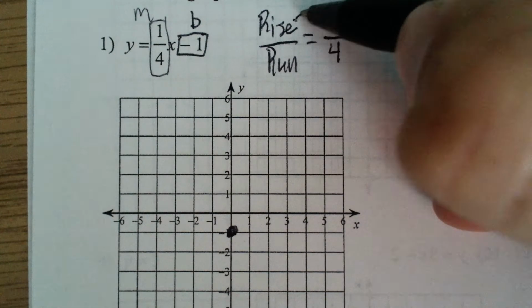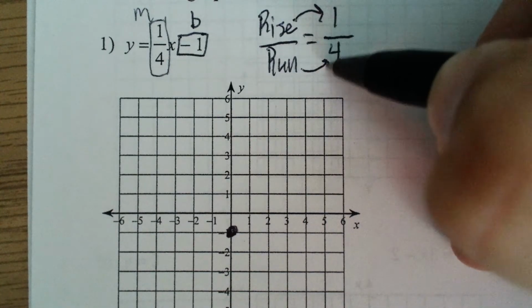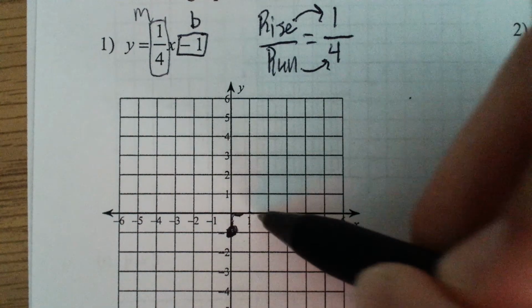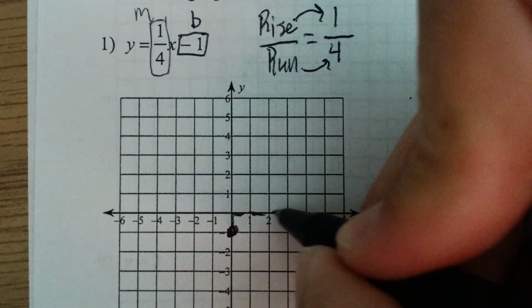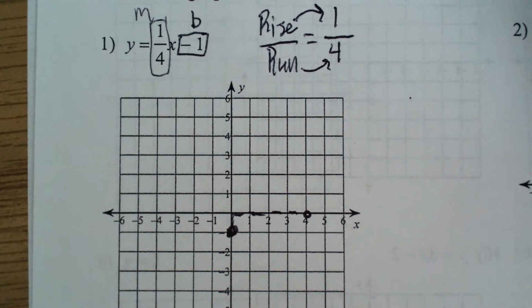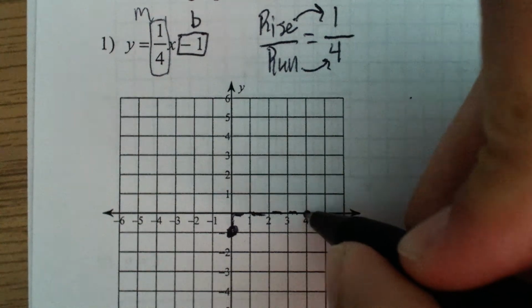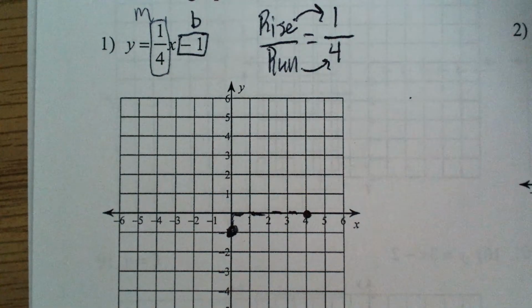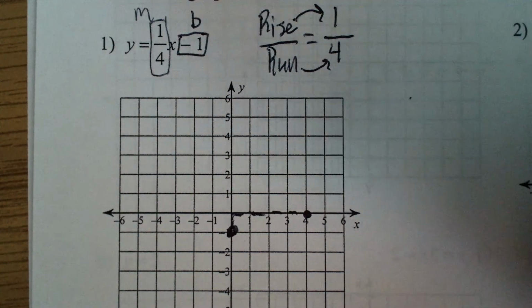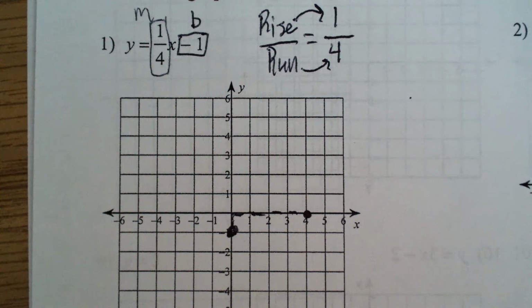And you can rise 1 and run 4. We rise 1, we run 4. You get another point right there. Once you have 2 points, you can draw a line. I'm going to go ahead and show you how to get a 3rd point, just to make sure that the more points you have, the more accurate your line is going to be.